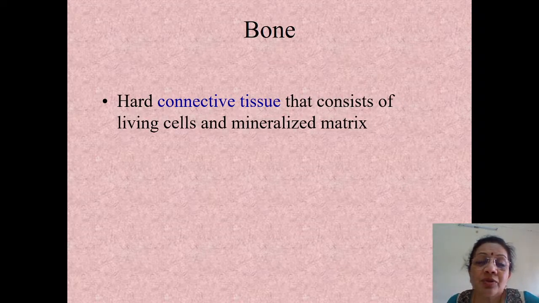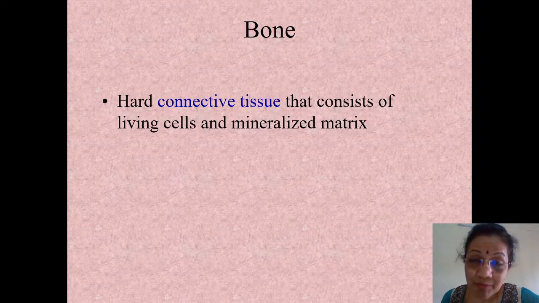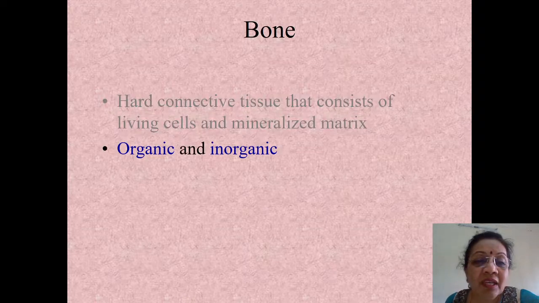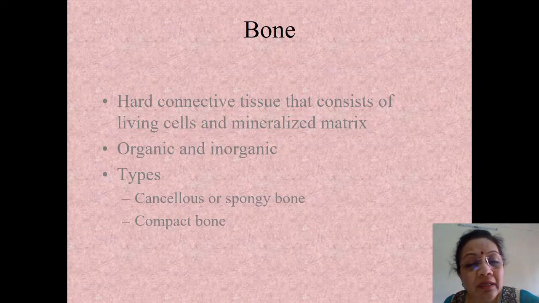Bone is the same story, cells, matrix, and fibers, but their geometric arrangement is very different from cartilage. It's a hard connective tissue where there are living cells and mineralized matrix. So there are organic and inorganic elements within the tissue. The types of bone are cancellous or spongy bone and compact bone. We talked about this in the general class in musculoskeletal system.